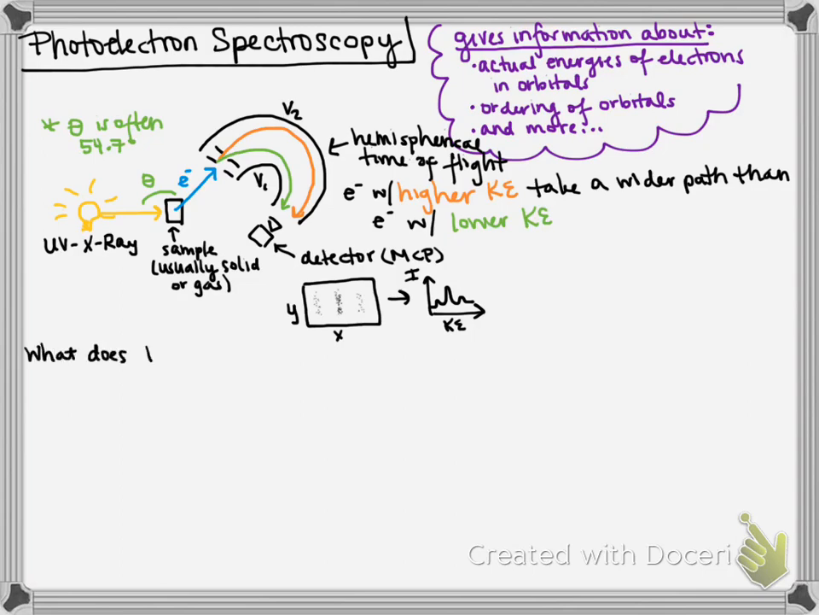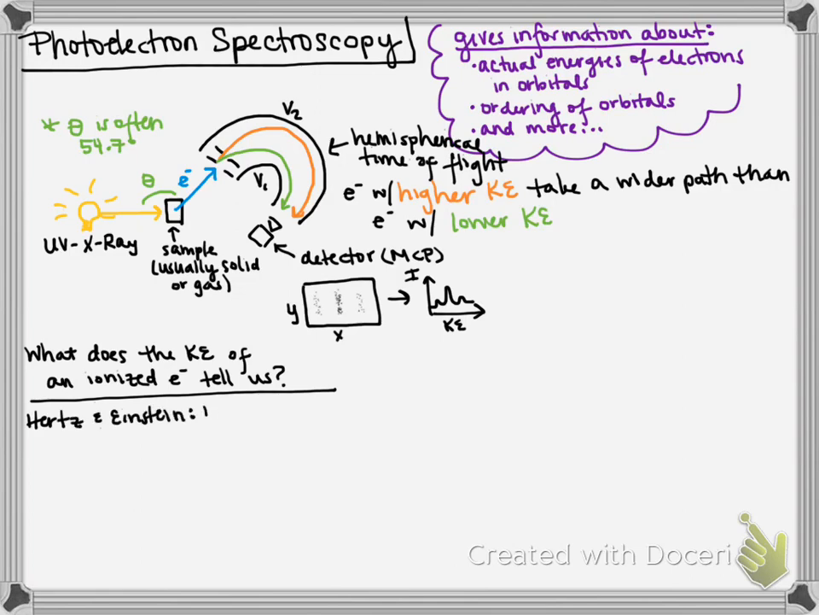And what does the kinetic energy of an ionized electron tell us about an atom or a molecule? So I want you to think about that for a minute. In what place have we seen ionization and kinetic energy and light in this class before? Anyone remember Hertz and Einstein? Really, it was Hertz's experiment, and Einstein is the one that correctly explained it.